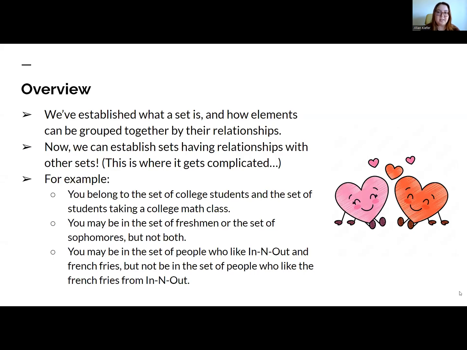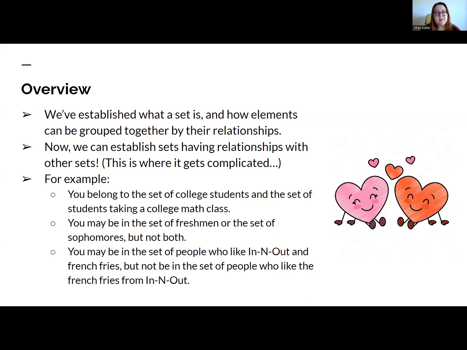We've established what a set is and how elements can be grouped together by their relationships. So now we're establishing sets that have a relationship with other sets. So it's going to start getting a little bit more complicated. We're going to look at how sets have relationships with other sets, but also the sets that are contained within those sets to begin with. So definitely a little bit tougher concepts from now on.